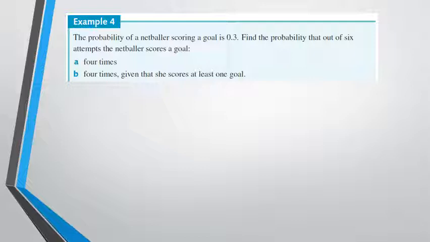Alright, so last one. Probability of a netballer scoring a goal is 0.3. Now, you always need to know the final number, which is 6, and you want to score a goal 4 times. So, to score a goal 4 times, just tell me what n is, according to this question. 6, good. Tell me what x is. 4, and the probability.